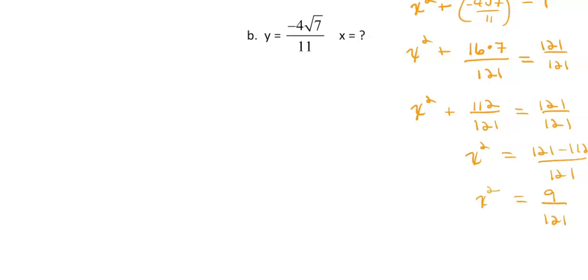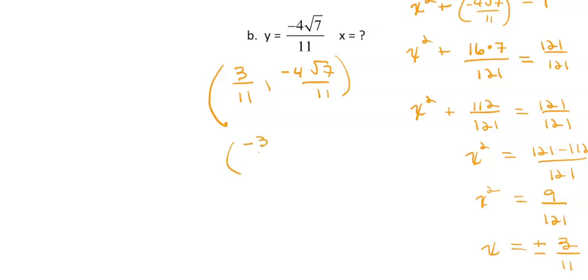But remember, I'm not looking for x squared, I'm looking for x. So x is going to be plus and minus 3 over 11. And that's what I need. Okay, so that means that my coordinate pairs can be 3 over 11, negative 4 root 7 over 11, or negative 3 over 11 and negative 4 root 7 over 11.